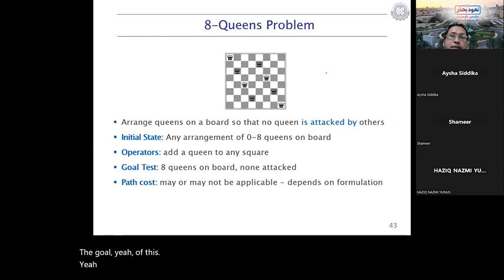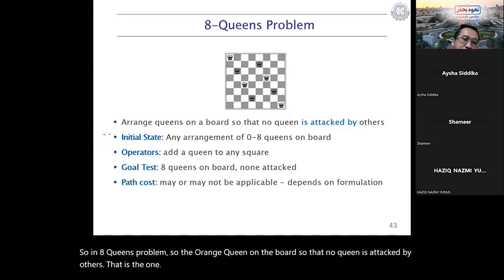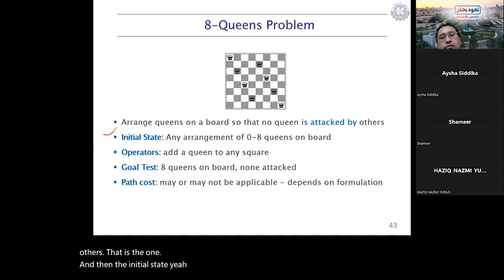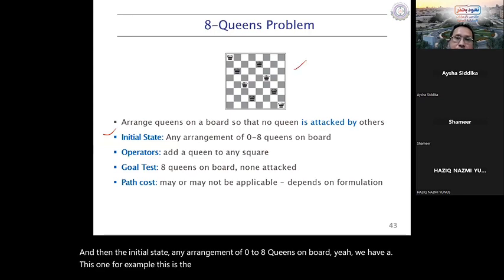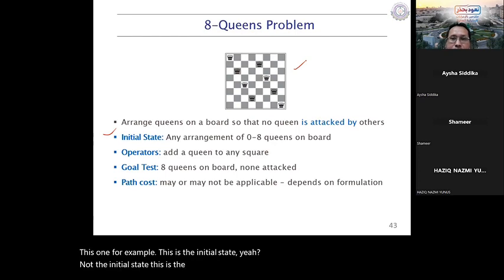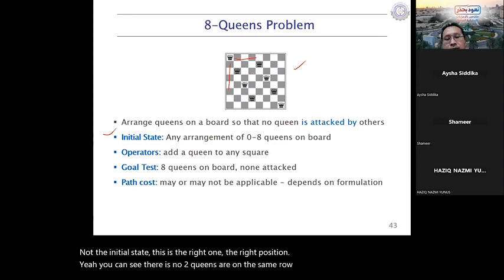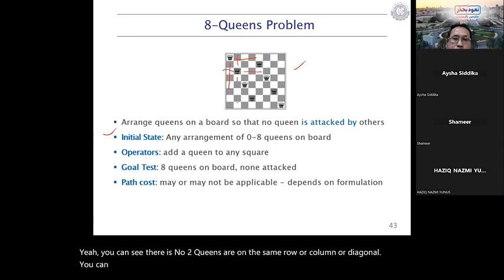So in the 8 queens problem, we arrange queens on the board so that no queen is attacked by others. And then the initial state is any arrangement of 0 to 8 queens on the board. For example, this is not the initial state. This is the right one, the right position. You can see there are no 2 queens on the same row or column or diagonal. This is diagonal.